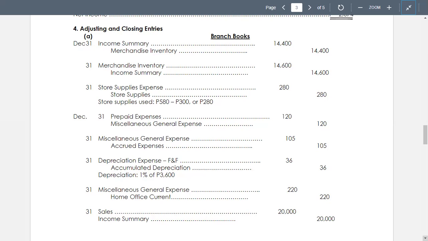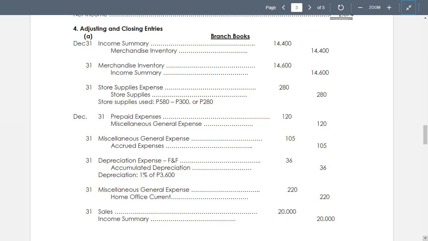The difference is 300. So the supplies on hand at the end of December is 300. That's your store supplies inventory on December 31. Then also, we are going to record the prepaid expenses. For the branch, prepaid expenses amounted to 120, which we have to credit to general miscellaneous expense.